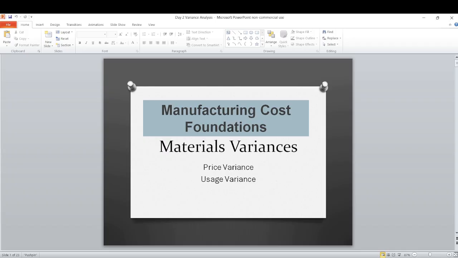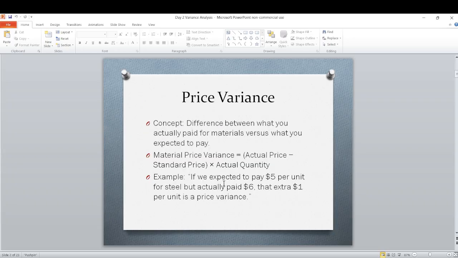Let's start with materials, because almost every product starts with raw materials. There are two main types of variances here, price and usage. Material price variance measures the difference between what you actually paid for materials and what you expected to pay. Let's suppose we plan to buy steel at $5 per unit, but the supplier charged $6 per unit. If we bought 1,000 units, the variance is $1 times 1,000 equals $1,000 unfavorable.